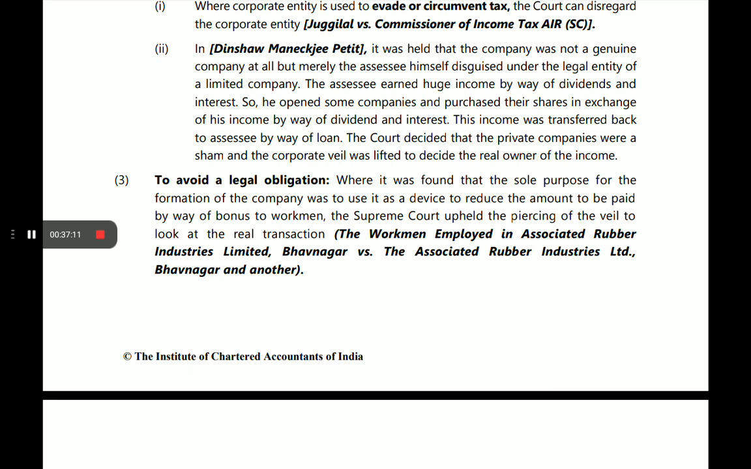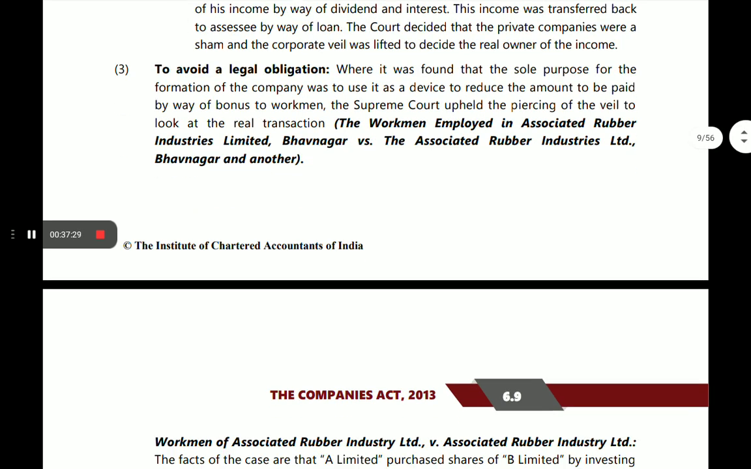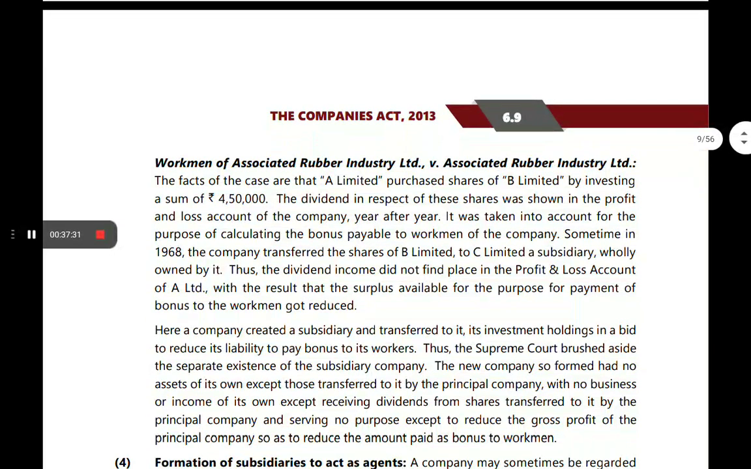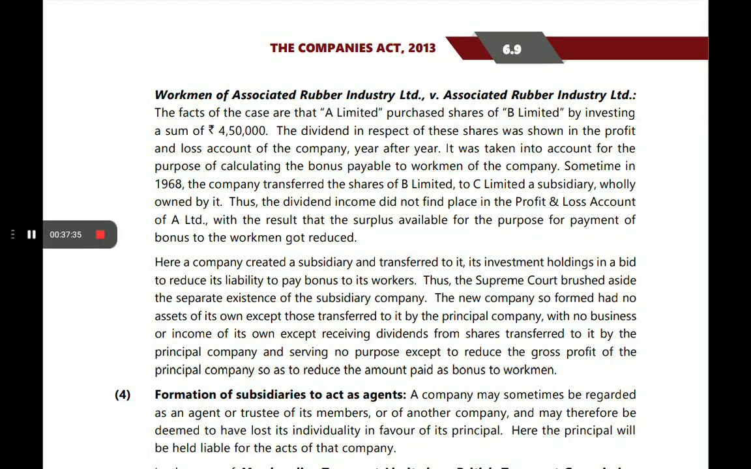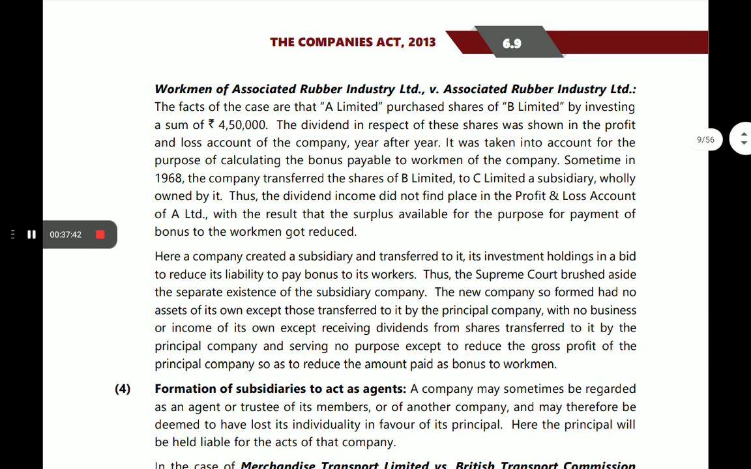The Workmen employed in Associated Rubber Industries Limited, Bhavnagar versus the Associated Rubber Industries Limited, Bhavnagar and another. Workmen of Associated Rubber Industry Limited versus Associated Rubber Industry Limited.